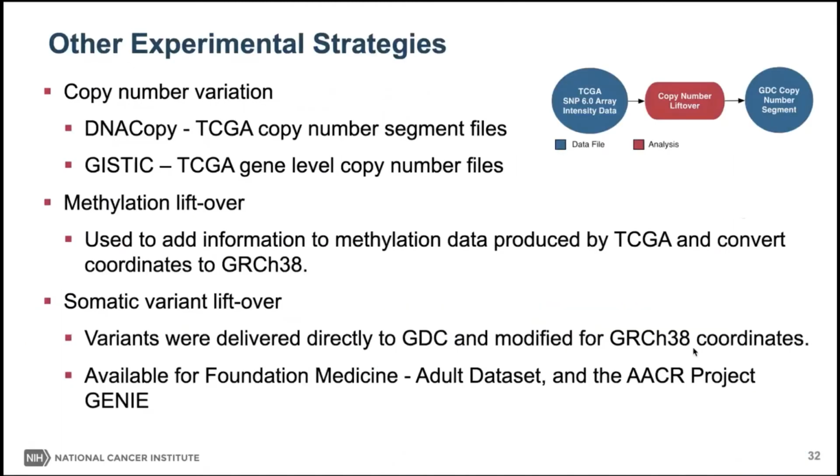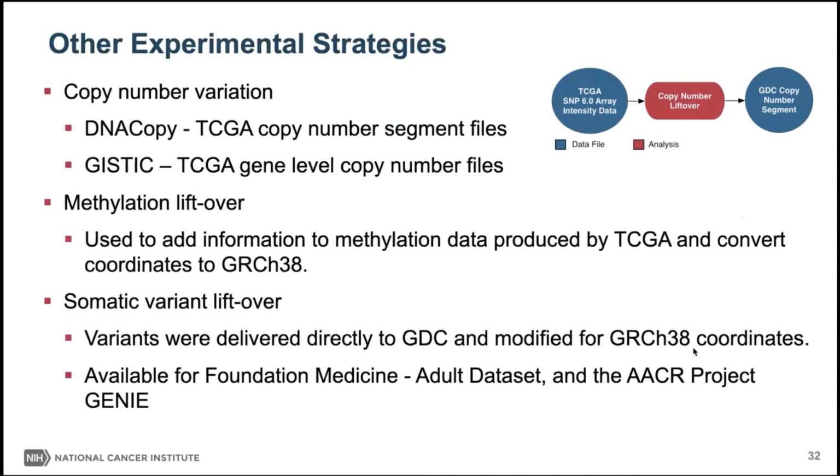Some other miscellaneous experimental strategies that are mostly done for TCGA and a couple of other projects are first copy number variation. The TCGA copy number segment files are generated from the DNAcopy R package, and those come from some legacy TCGA data. This data is also processed using GISTIC, which produces gene level copy number files on a project level for TCGA.